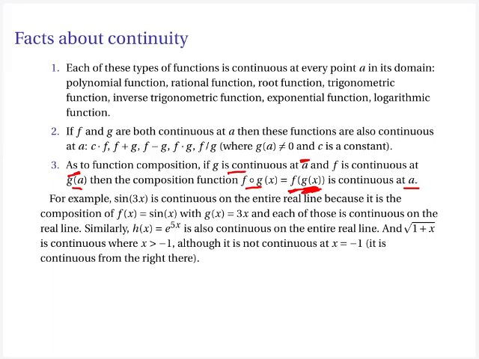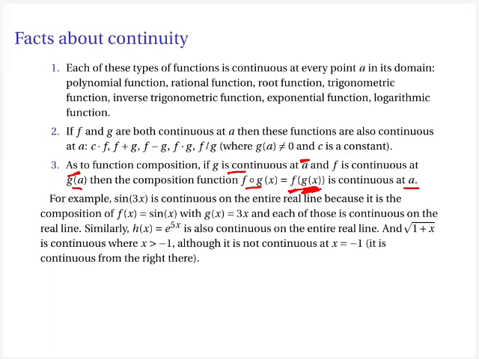And I have a couple of examples, but they're perfectly natural. Sine of 3x is the composition of the sine function with the 3x function. Each of them is defined for any real number input. So the composition is defined for any real number input, so we're good. It's continuous on the entire real line. Similarly, e to the 5x is the composition of the 5x function with the e to the function, and so also continuous on the real line.